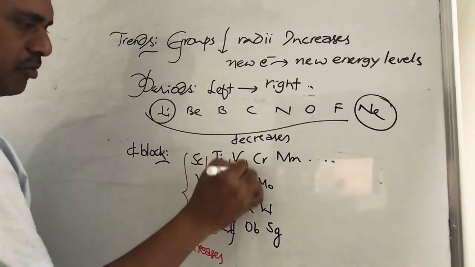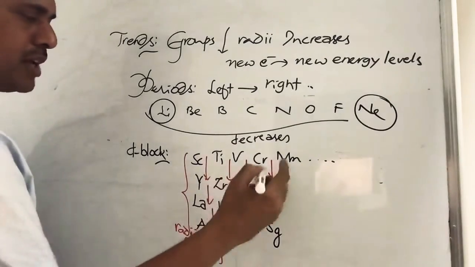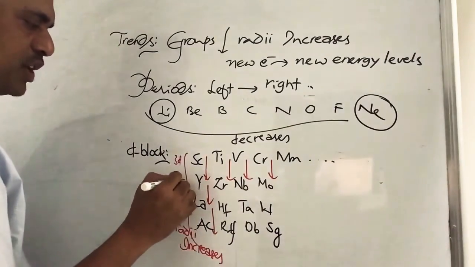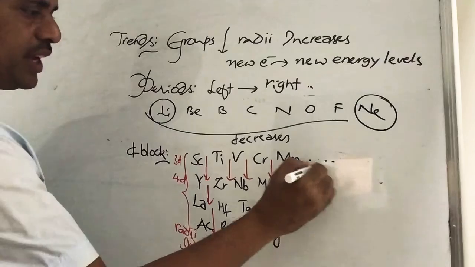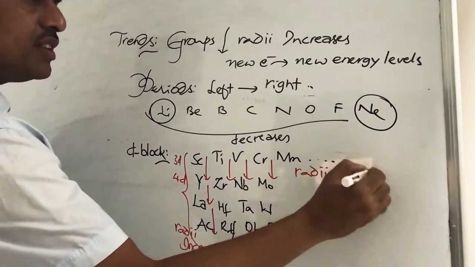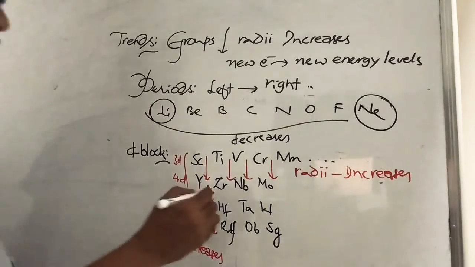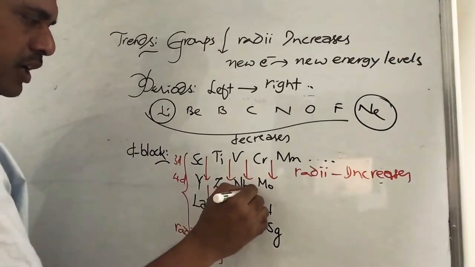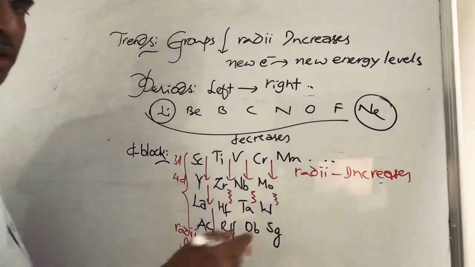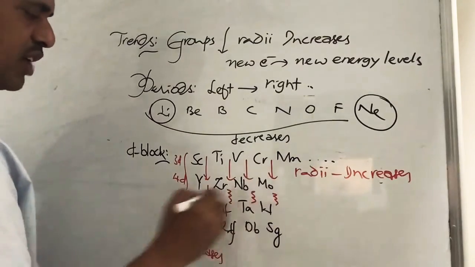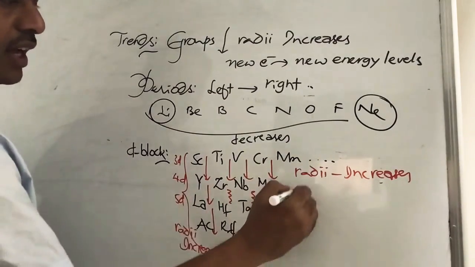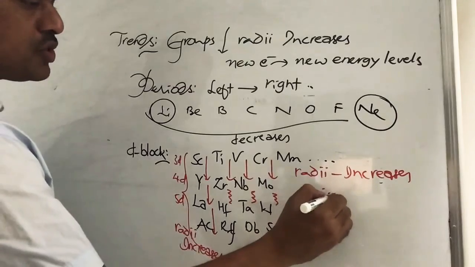Titanium to zirconium, vanadium to niobium, chromium to molybdenum, that means this is 3D series and this is 4D series. 3D to 4D radii should increase, no problem with any of this. Zirconium to hafnium, niobium to tantalum, molybdenum to tungsten, all these cases where we are saying 4D to 5D, the radii is almost the same.